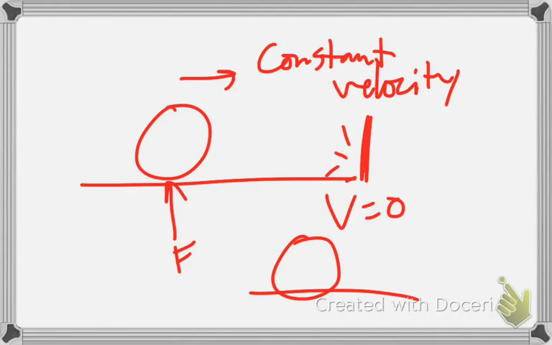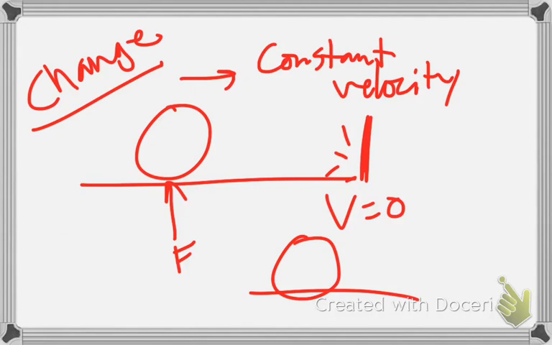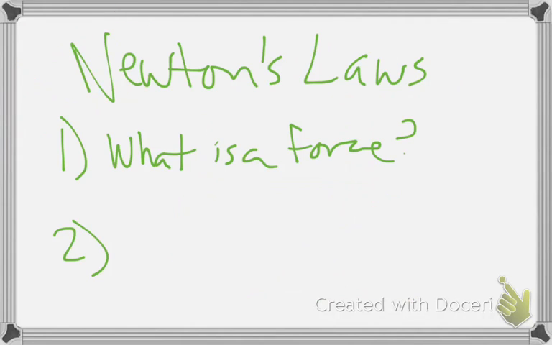So what the first law says is basically if you want to change an object's motion, and emphasis on the word change, then that's when you have to have a force. A force is a push or a pull, something that can affect the object and how it moves. So that's the answer to what is a force. It is something that is needed to change an object's motion.